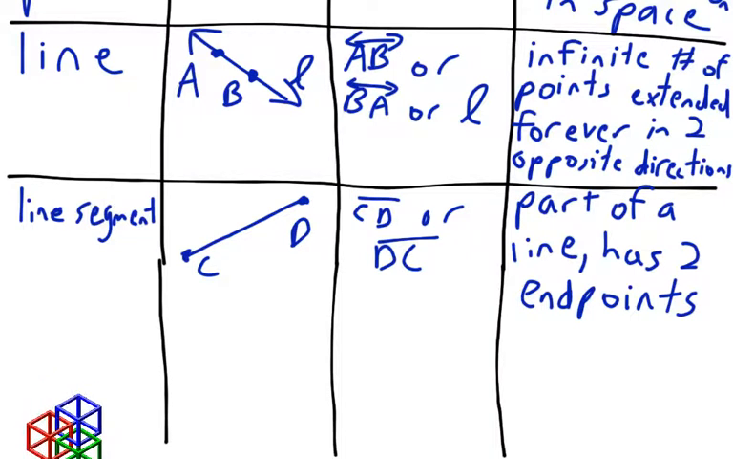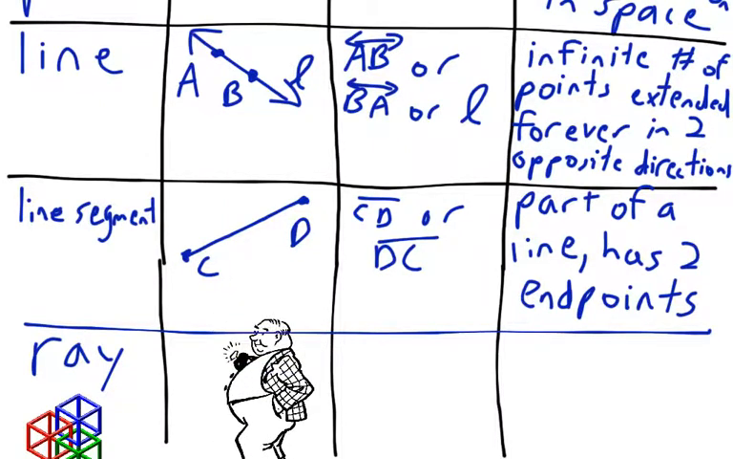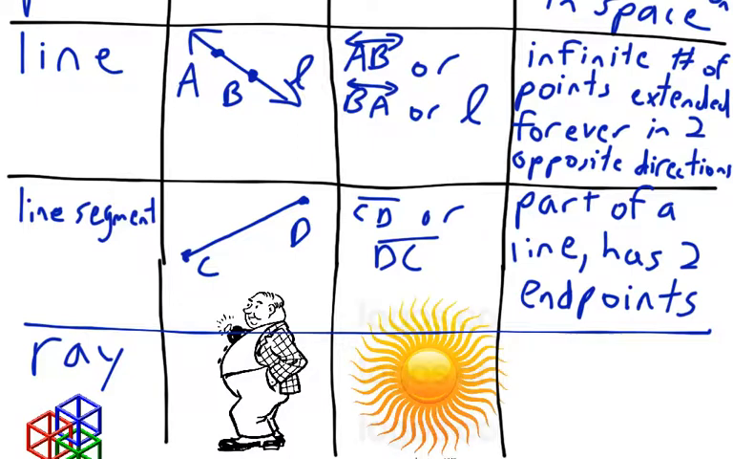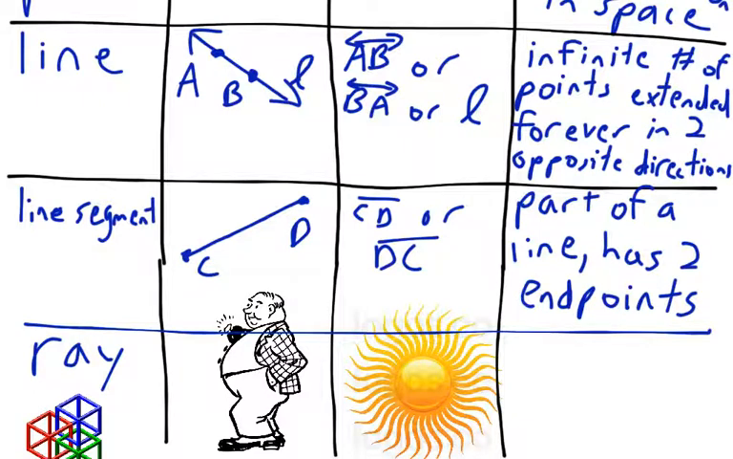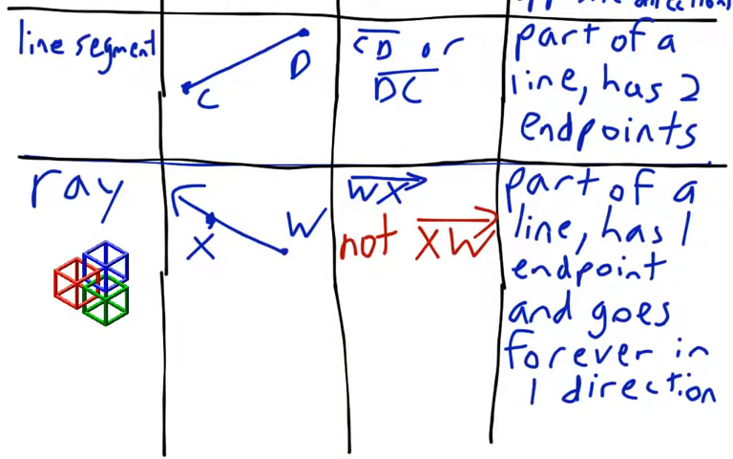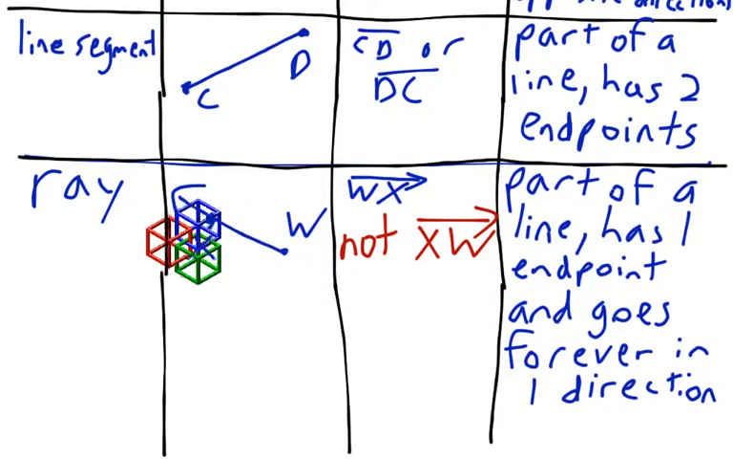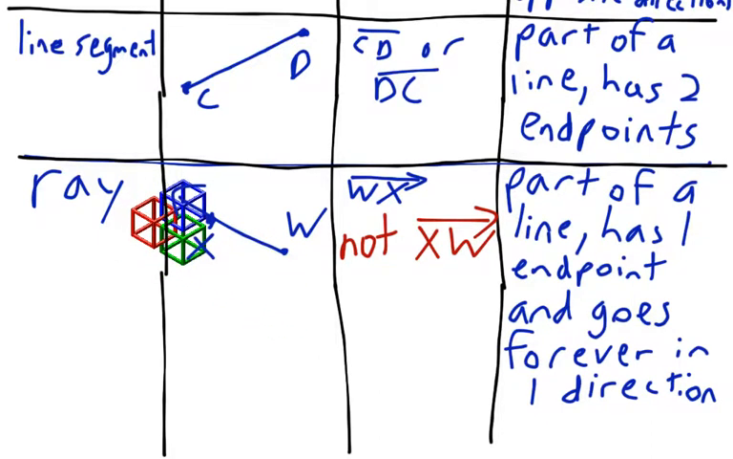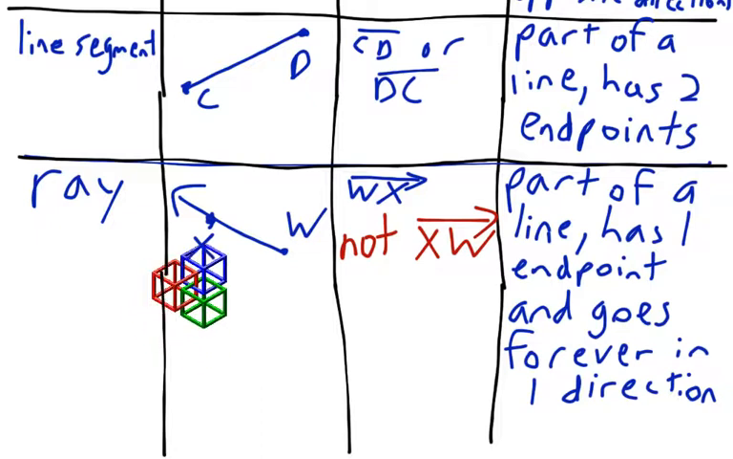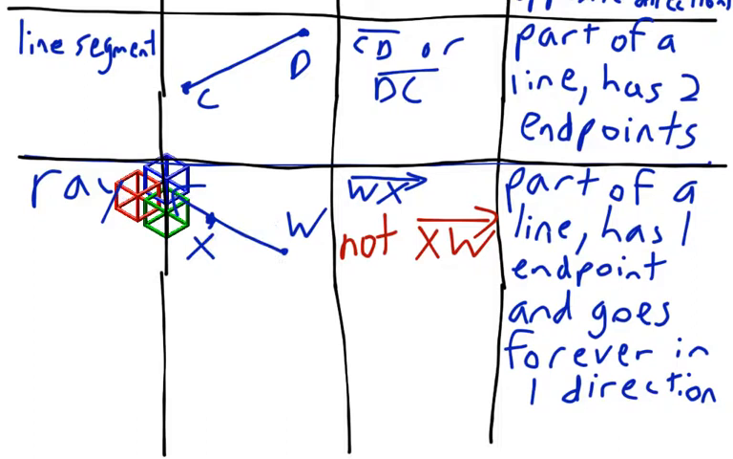All right, our next term, or our next figure, is a ray. And no, it's not your Uncle Ray. And no, it's not the sun's rays. A ray is part of a line. All right, so this ray is part of a line, but it only has one endpoint, and it goes forever in one direction. So when we name it, we always need to think, this starts at W, and it goes forever in the X direction.